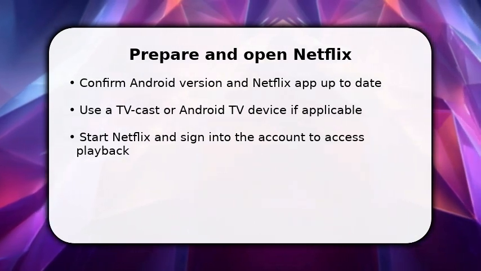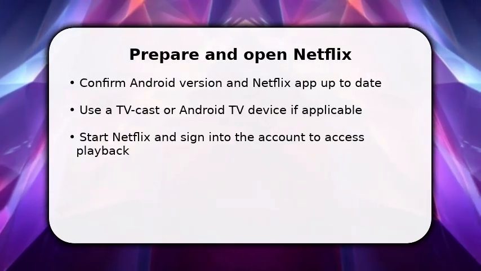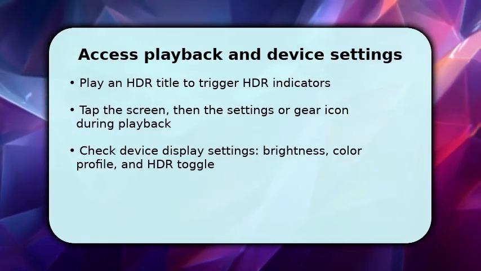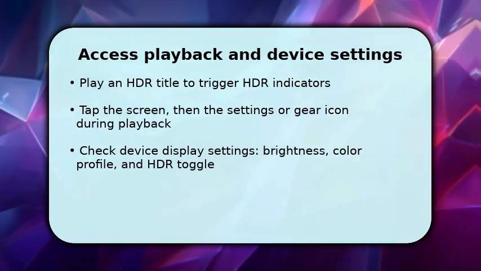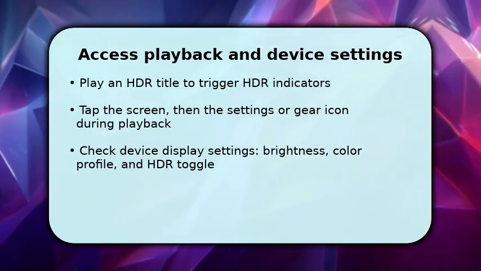Once playback starts on an HDR title, tap the screen to show controls and open the playback settings or gear icon. Netflix reveals variant options there. You'll look for any HDR label or a toggle labeled HDR, Dolby Vision, or HDR10. That's where you switch off within the app.